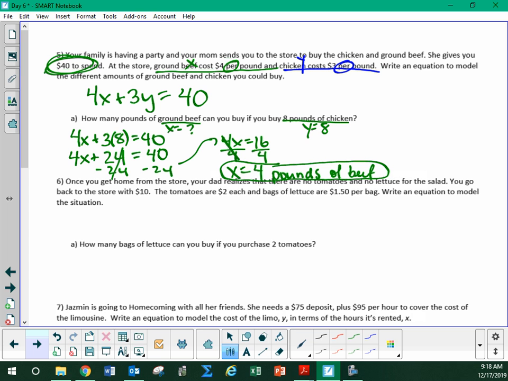All right, I want you guys to go and try number 6 here. Your dad realized there are no tomatoes and no lettuce, so you have to go back to this. Set up your equation and find how many bags of lettuce you can buy if you purchase 2 tomatoes. Feel free to work with those around you. I want to give you a chance to try it on your own, and then we'll come back together to go over it.